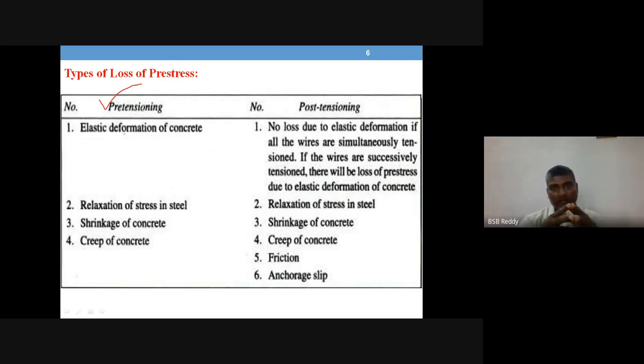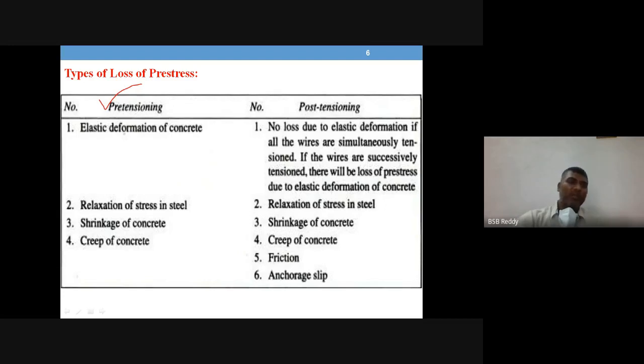The tensioning happens prior to hardening of concrete. Post-tension means the tendon is stressed after the concrete gets hardened. That is the difference.